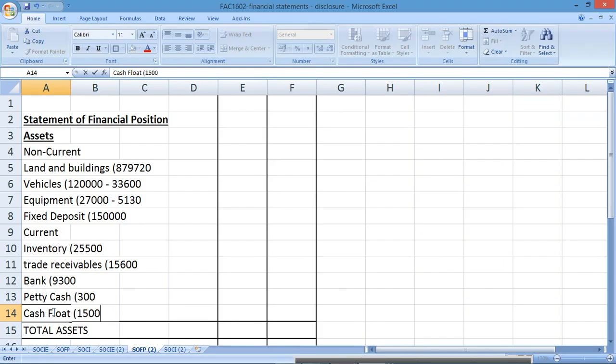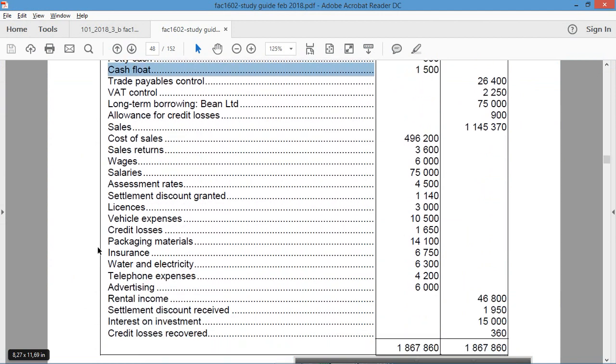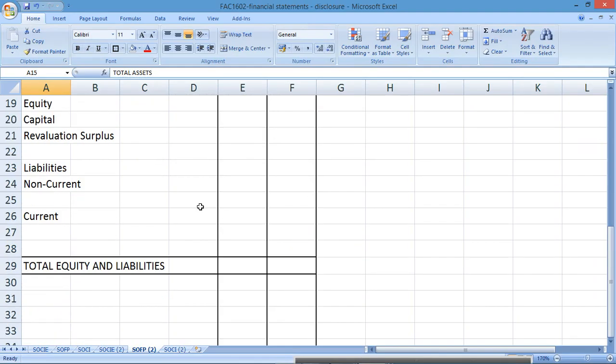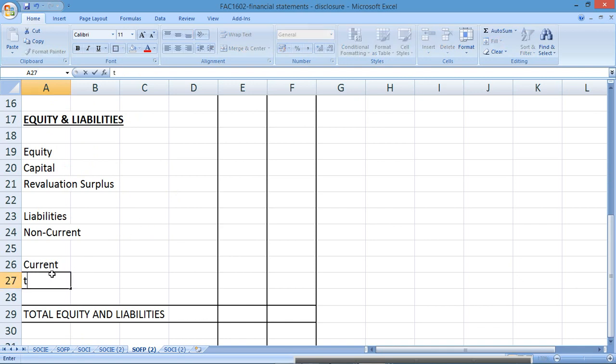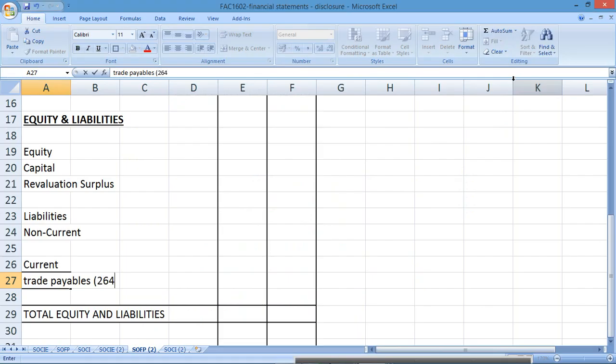Mm, 1,500. Trade payables is a current liability. Trade payables is 26,400.